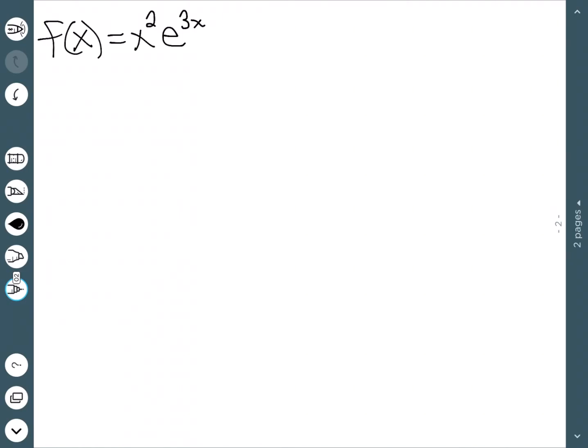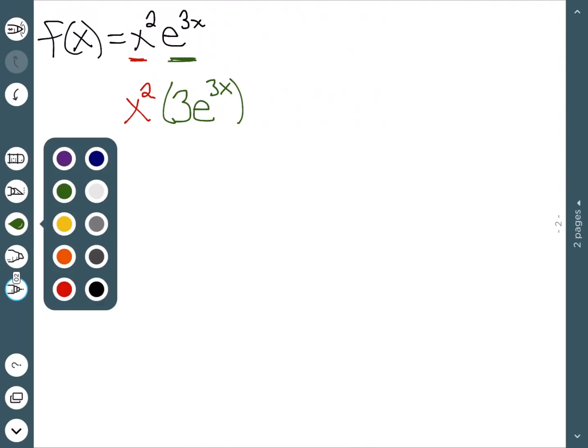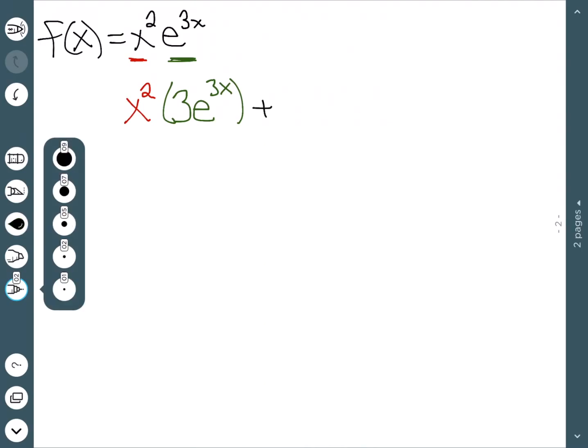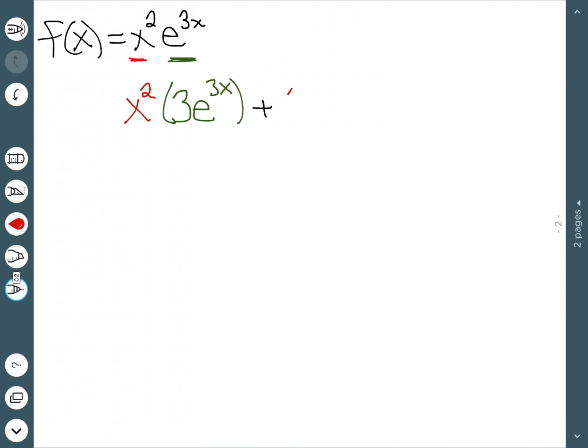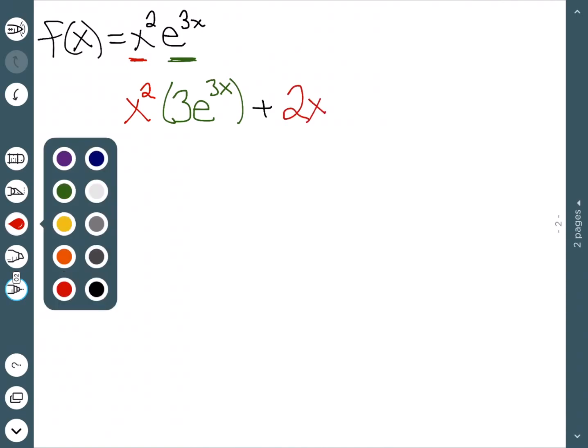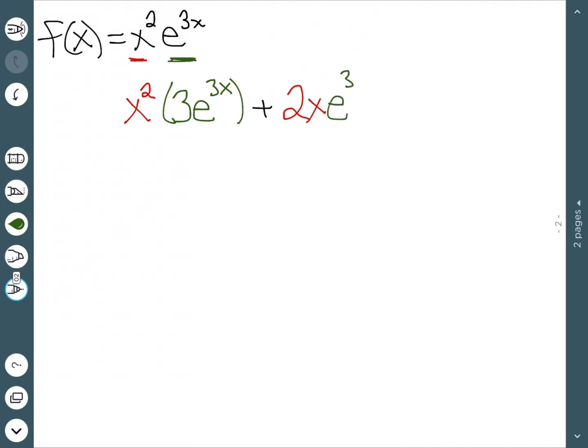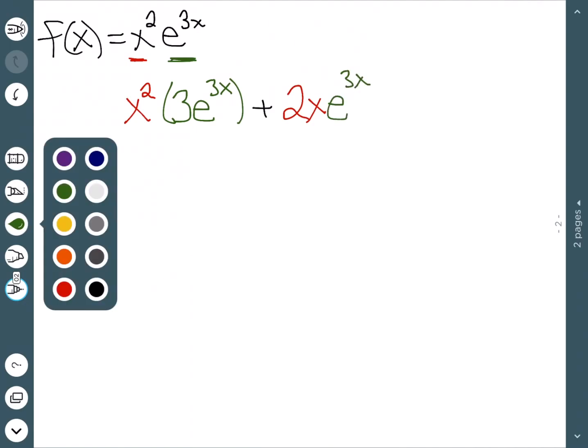Here I have a function x squared e to the 3x. And for the product rule, we need a product. I have an x squared term, and I have an e to the 3x term. So we do have a product. The product rule says to just write down the first function, and then we're going to multiply by the derivative of the second. The derivative, we would bring the exponent down, and then e to the 3x. We then need to add. We're now going to take the derivative of the first function. We bring the exponent down and subtract 1 times the second function. So now we have our result.